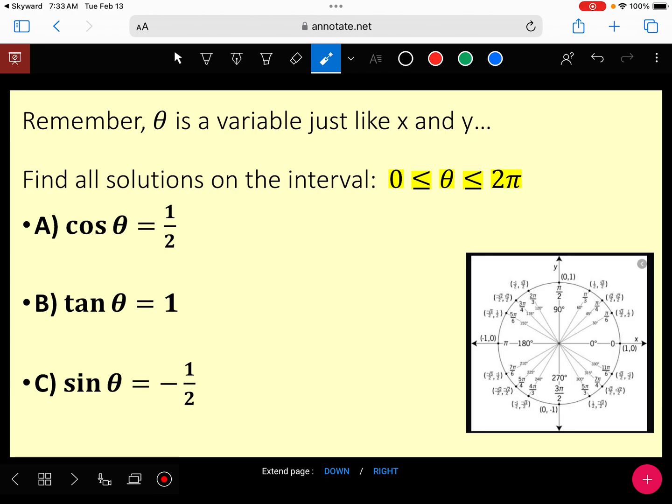So theta is a variable, just like x and y. But in 7.3, it's asking us to solve and find all of our solutions. It shouldn't take a lot of space, so maybe give yourself just a couple of lines.